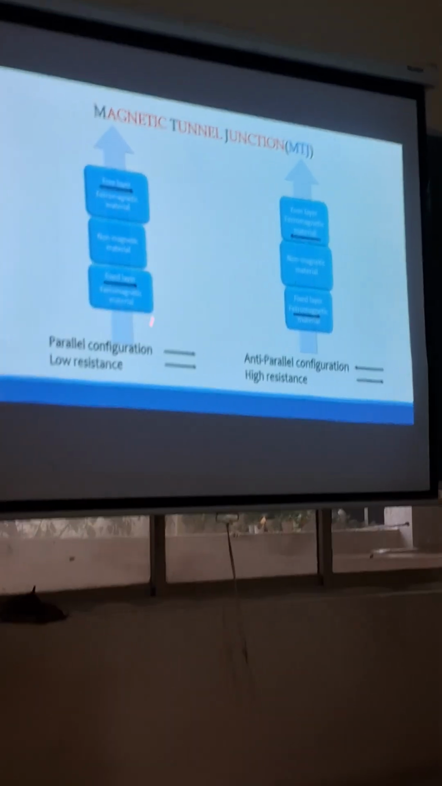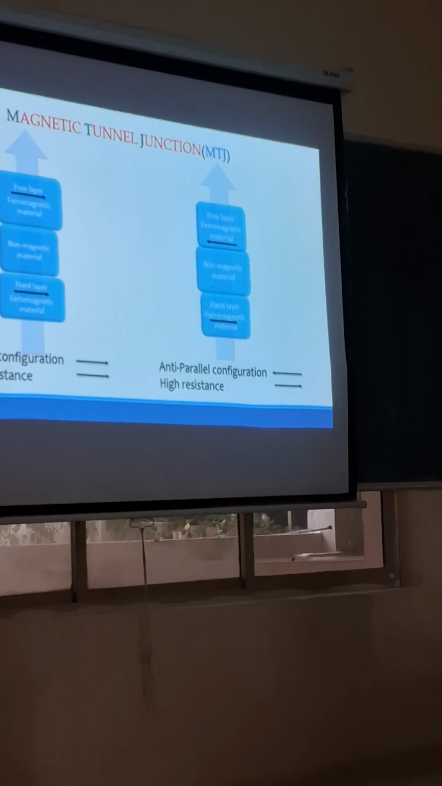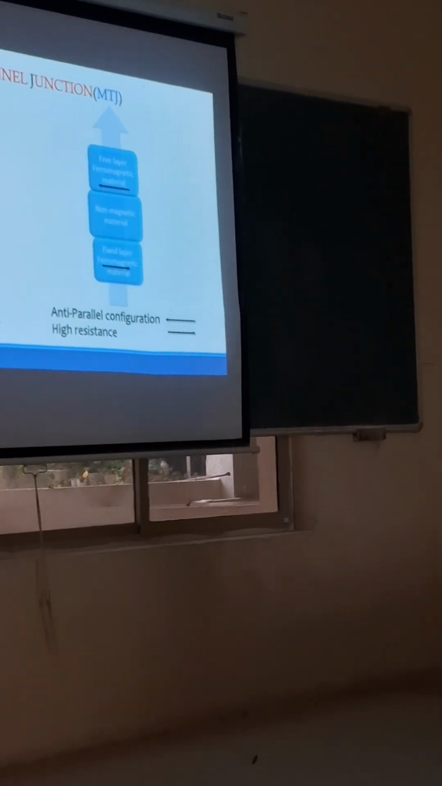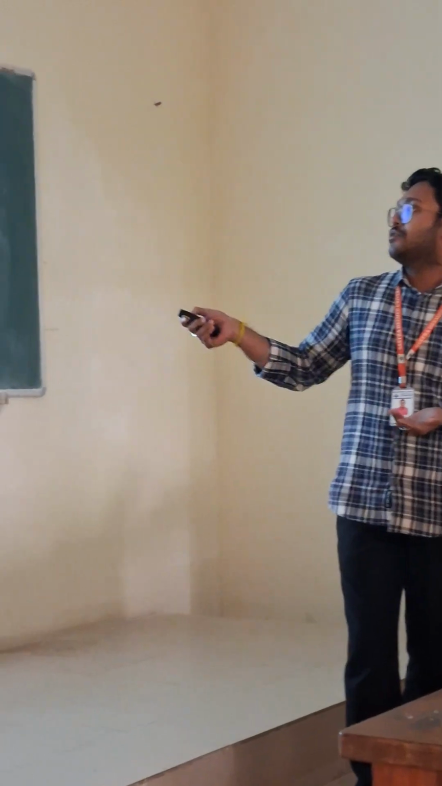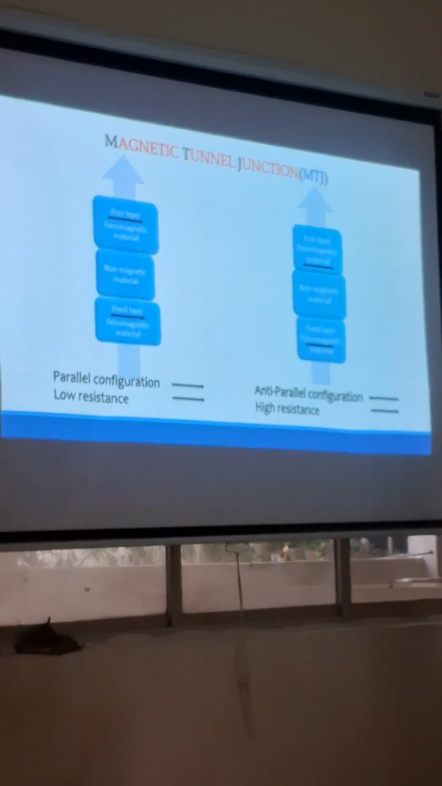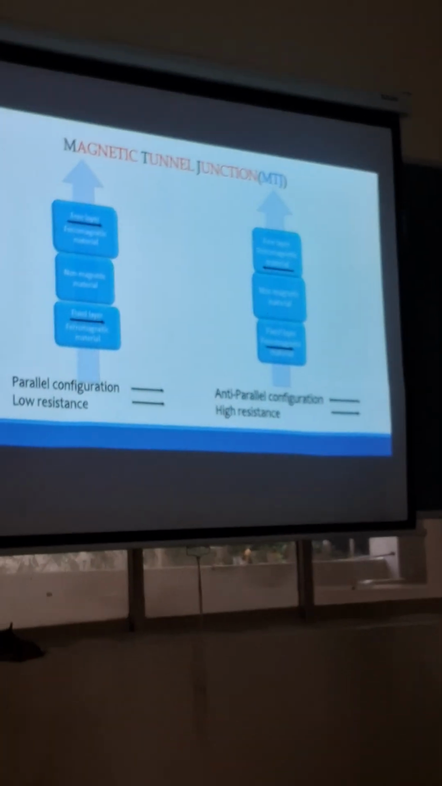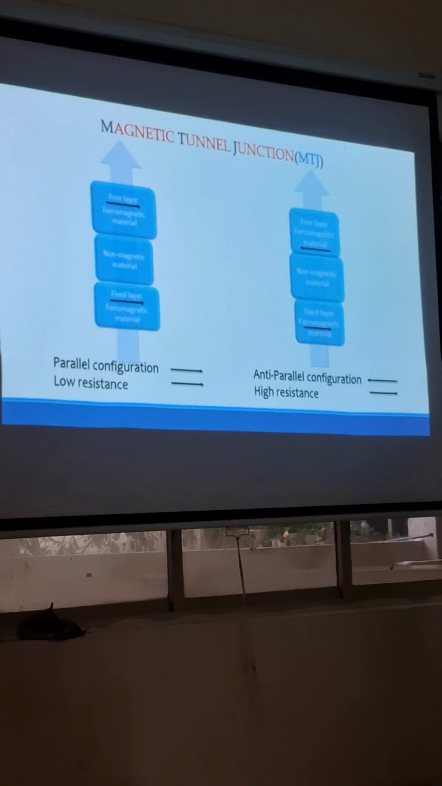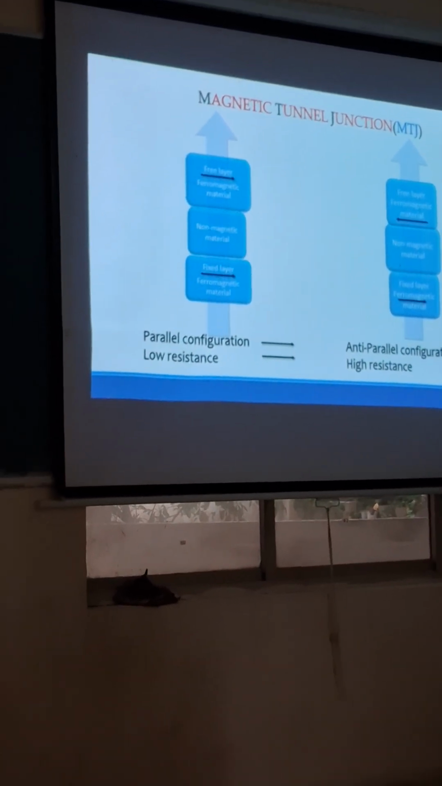In this configuration, as you can see, we give the current to the fixed layer, so that the current will pass through the non-magnetic layer and then go to the free layer. Like I said, the current we are giving is a spin polarized current. When we apply a current to the ferromagnetic material, it will polarize the spin into the state which the ferromagnet is already in.